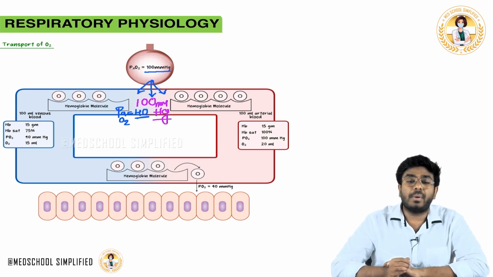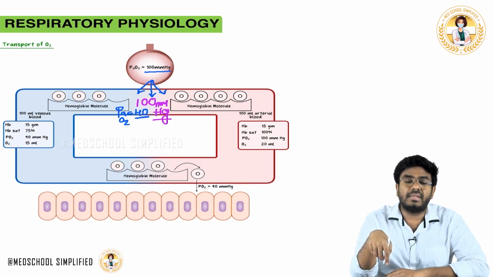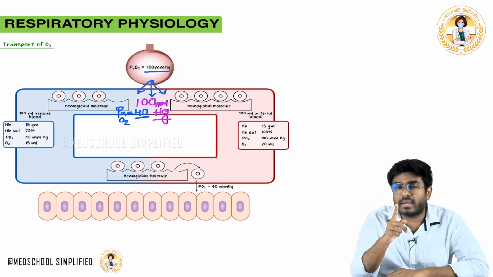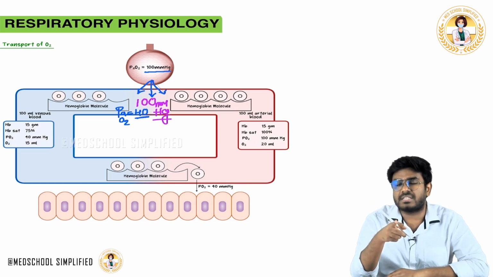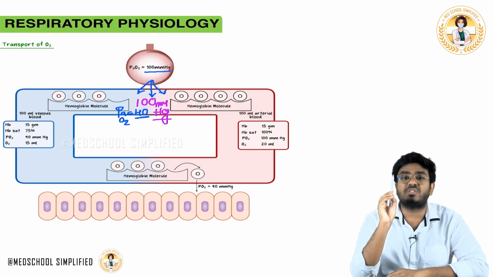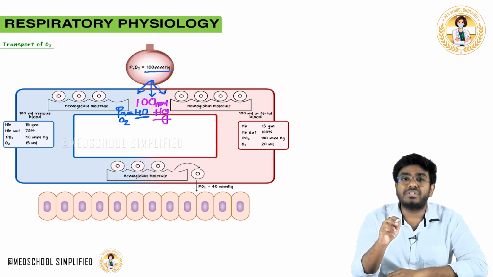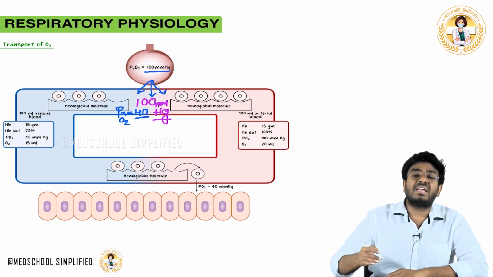Now what is happening? The partial pressure of oxygen is increasing because oxygen is now getting diffused from the alveolus into the pulmonary capillaries. First, the oxygen will dissolve in the plasma. When oxygen dissolves in the plasma, partial pressure increases, because dissolved oxygen is responsible for partial pressure. Now partial pressure becomes 100. Whenever partial pressure increases, that partial pressure will cause hemoglobin to saturate.